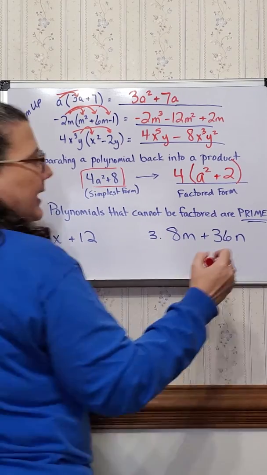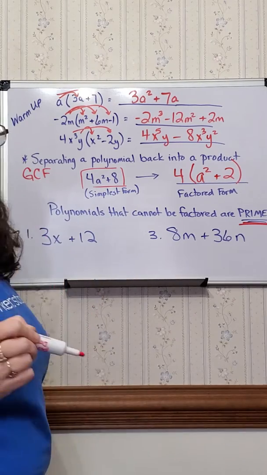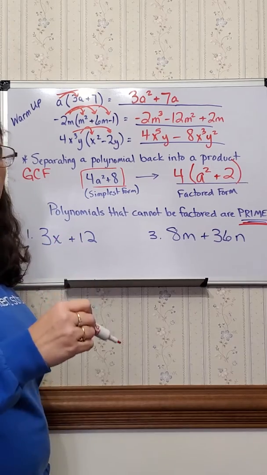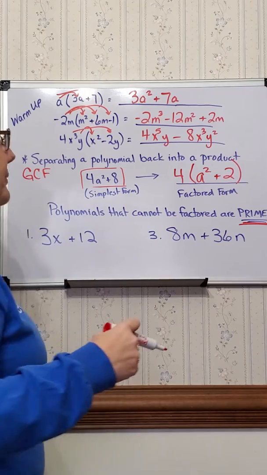Polynomials that cannot be factored are called prime. So if it cannot be factored, it's called prime. Think about your prime numbers, like 7. It can only be 7 times 1. There's no other way to factor it. So it is a prime number.